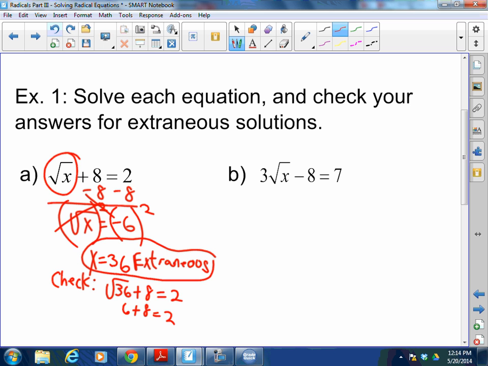Sir, what does it matter if it's not a perfect square? You still plug it into the x. It does not have to be a perfect square, sir. Thank you, sir.